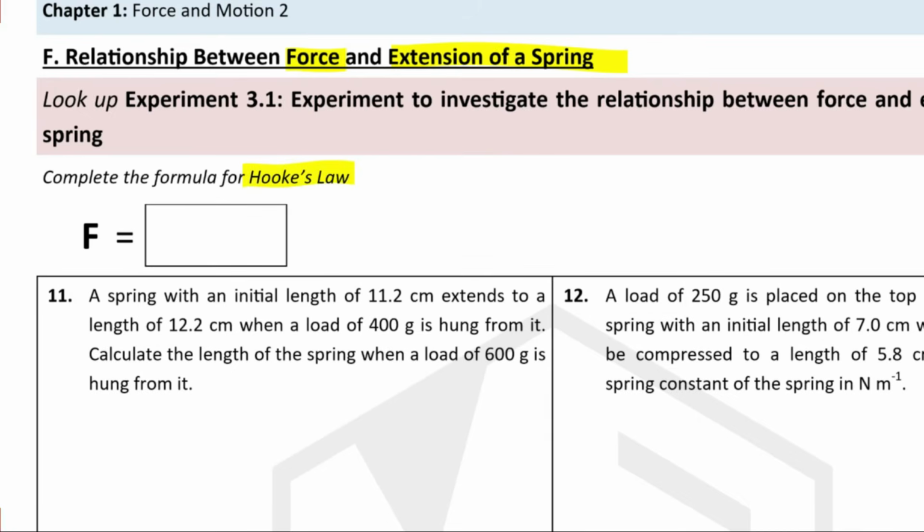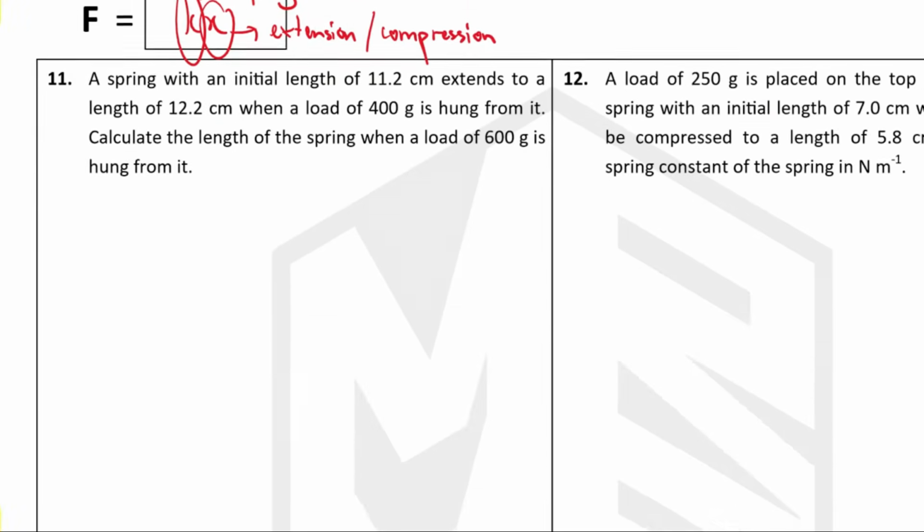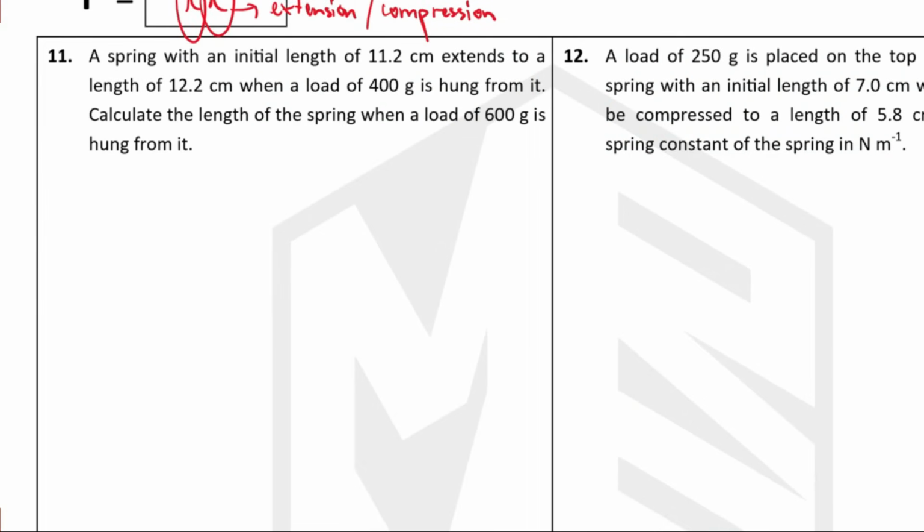Let's look at the next subtopic, the relationship between force and extension of a spring. For Hooke's law, the formula is F equals Kx, where K is the spring constant and x is the extension or the compression of the spring. Let's look at number 11. A spring with initial length of 11.2 centimeters extends to 12.2 centimeters when a load of 400 grams is hung from it. Calculate the length of the spring when a load of 600 grams is hung from it.